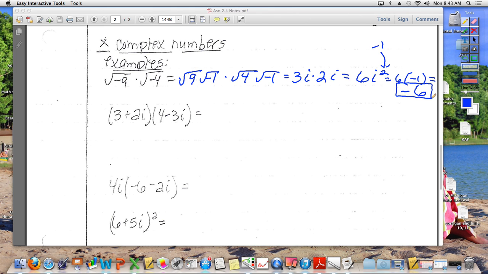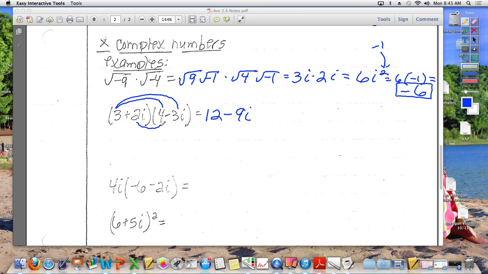So knowing that, let's try this. 3 plus 2i times 4 minus 3i. What are we going to use? What can we use? If those were x's, what would you do? Multiplying though. There's no plus or minus, so we would FOIL them. Yeah. So we're going to do the same thing. 3 times 4? What's 3 times 4? 12. And then we're going to do 3 times negative 3i, which is negative 9i.